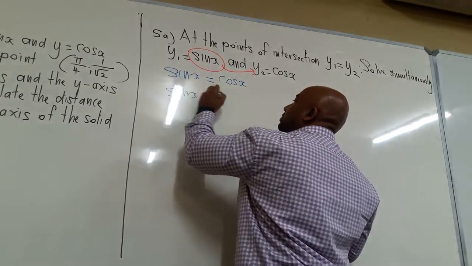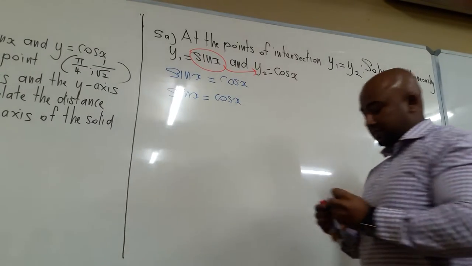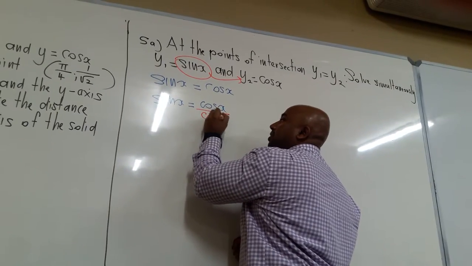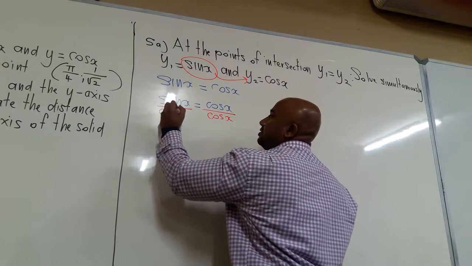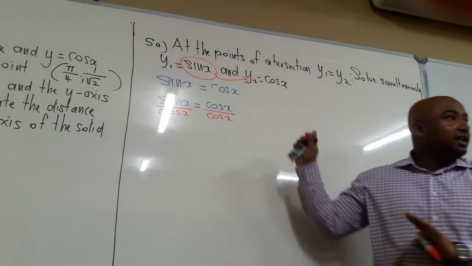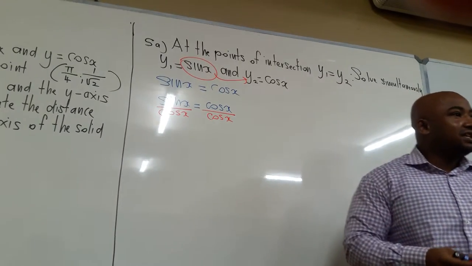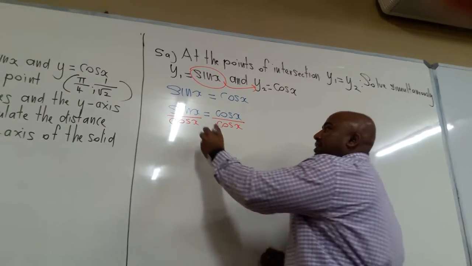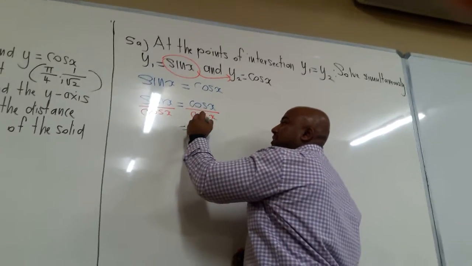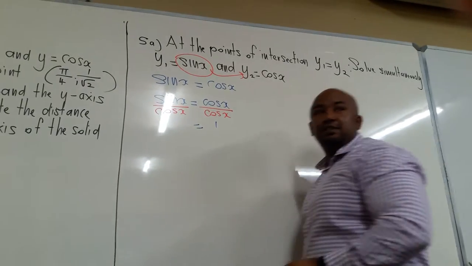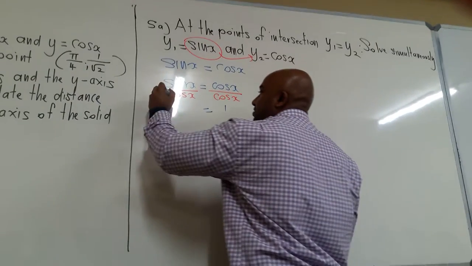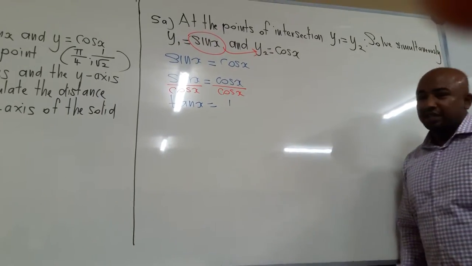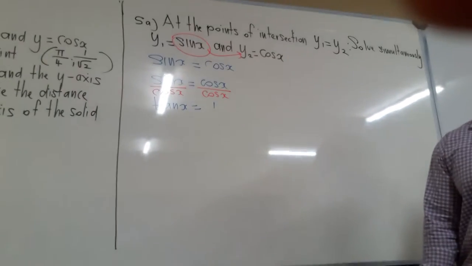If I got sine equal to cos, if I divide by cos on both sides, whatever I do on the right hand side, I'll have to do on the left hand side. I'm dividing by cos. So what will happen? Cos over cos, that's 1. Sine over cos, sine over cos is tan. So therefore we got tan of x. So here is our trig equation, tan x is equal to 1.